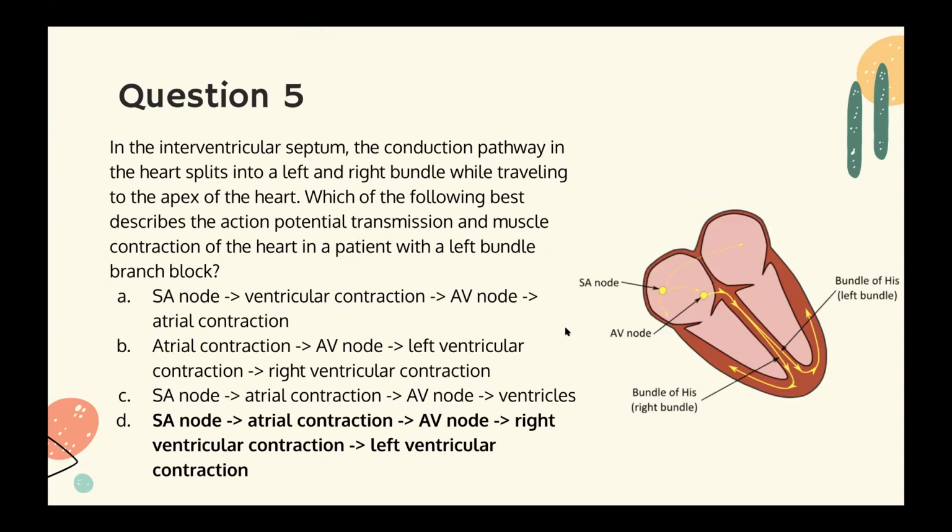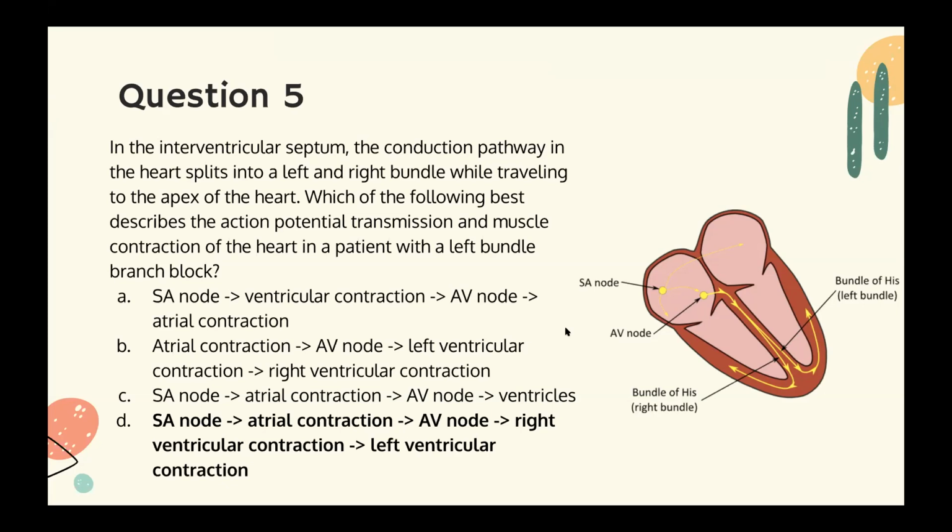If we look at this diagram, the SA node is located in the right atrium and causes atrial contraction. Its signal spreads to the AV node, which will spread the signal further to the left and right bundle branches. So the question is telling you that the person has a left bundle branch block. Like I said, action potential starts at the SA node, so B is out of the picture. A is also out because the SA node causes atrial contraction before ventricular contraction, so that the blood can be pushed into the ventricles.